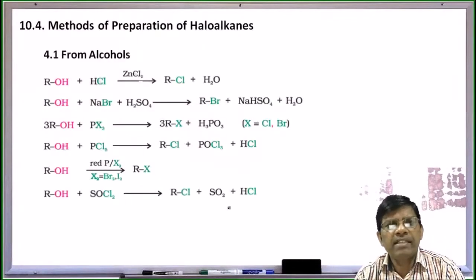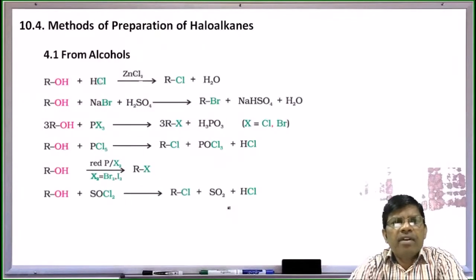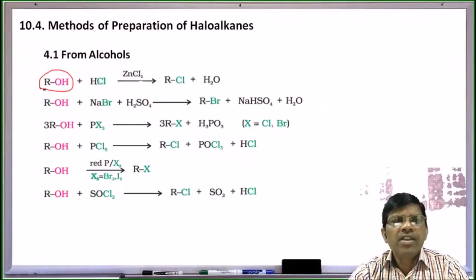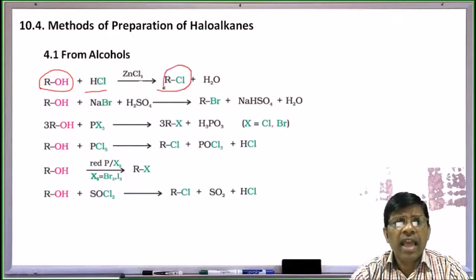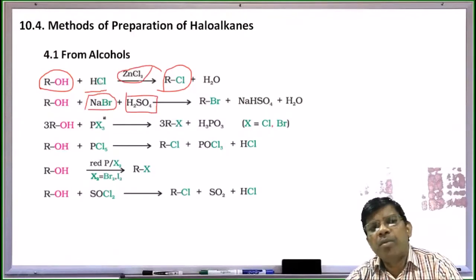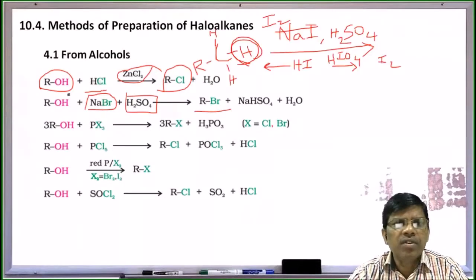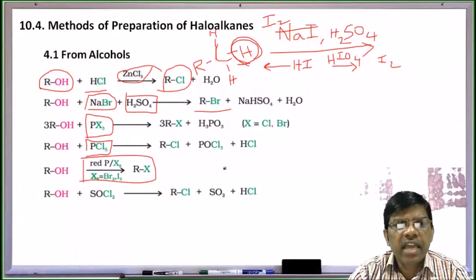How to prepare these compounds? The usual manner of preparation of alkyl halides is from alcohols. You can directly treat it with HCl and you will get alkyl halide. However, it requires a catalyst and temperature. Sodium bromide in the presence of an acid catalyst gives alkyl halide. So you can treat it with HCl, sodium bromide, phosphorus trichloride or PBr3, PCl5, and red phosphorus, which is the HVZ type reaction.